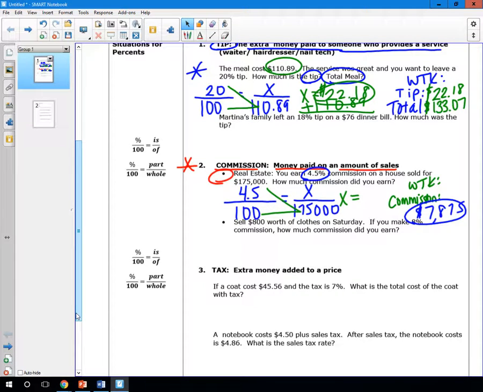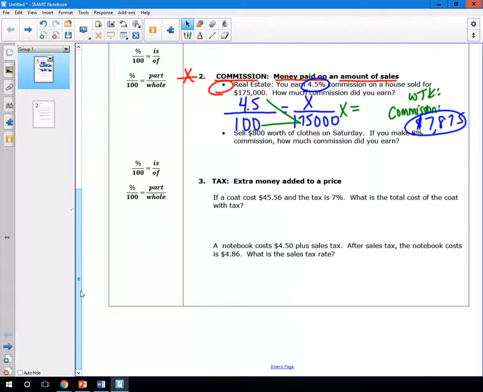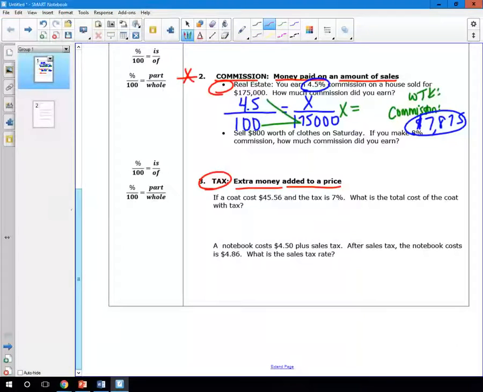Okay, and the very last section is essentially the same thing as tip. Tax here is the extra money added to a price. So we're going to set that up exactly the same way. And for tax, what do you think that does to the total? That's right, it increases the total. So I'm going to more than likely add to the total. Okay, so let's read number one and figure out our WTK. It says if a coat costs $45.56 and the tax is 7%, what is the total cost of the coat with tax? So I've got to pay for the coat and I've got to pay for the tax.